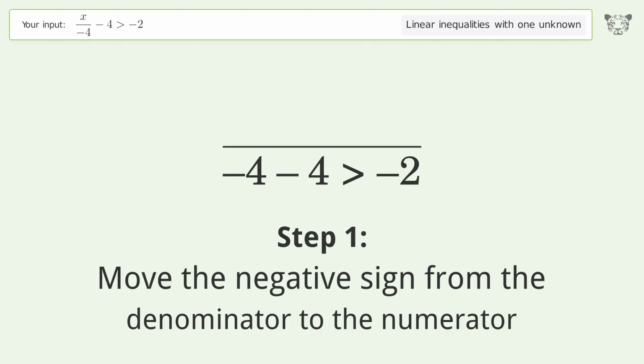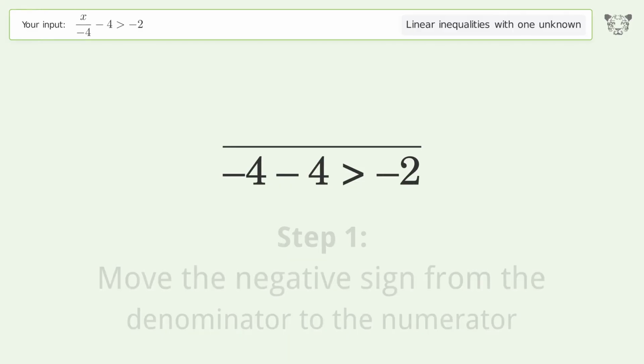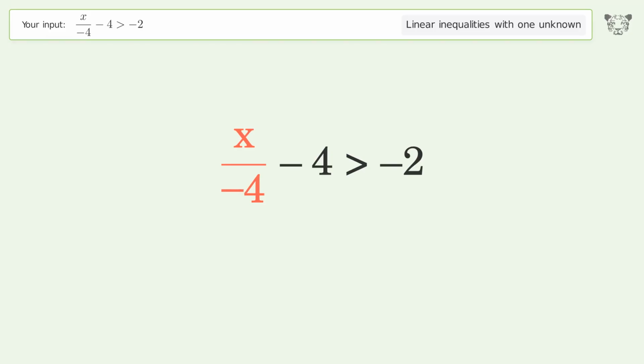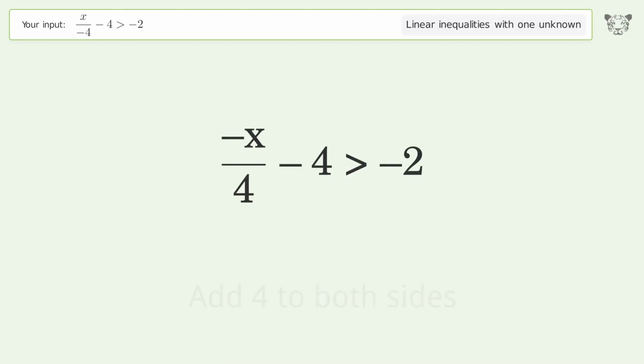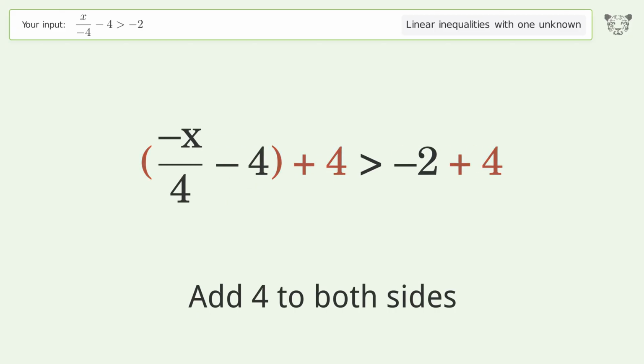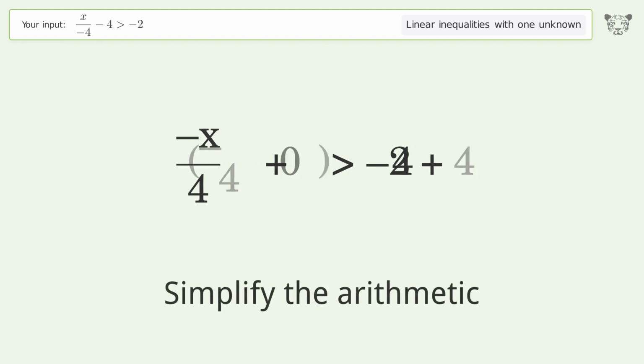Move the negative sign from the denominator to the numerator. Group all constants on the right side of the inequality. Add 4 to both sides. Simplify the arithmetic.